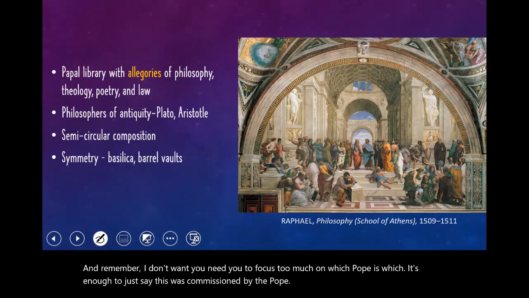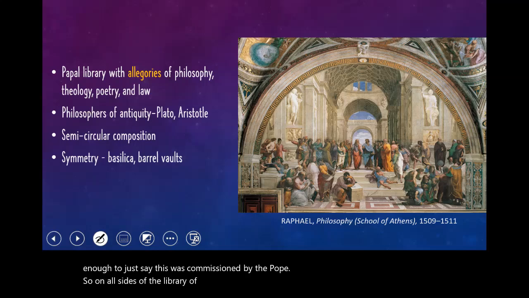So on all sides of the library, we have allegories. That is a work of art whose parts, whose content essentially personifies, stand for the title subject. So this is an allegory of philosophy. You could essentially write out that meaning of what is philosophy. You could define it by pointing to various figures in Raphael's composition.